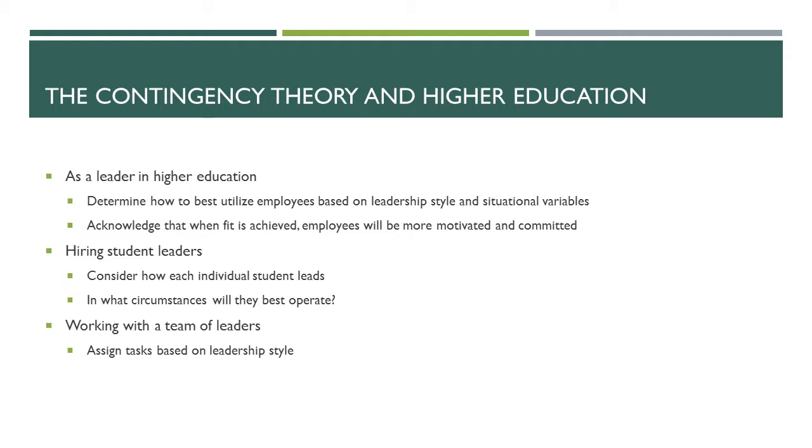As for someone hiring student leaders, they might consider how each individual student leads by determining the leadership style through the LPC scale. Once determining this, they can consider under what circumstances these leaders will best operate, and thus can either encourage the student to pursue certain opportunities on campus or place them in positions in which they believe they will thrive. When working with a team of leaders, the leader operating within the contingency theory can assign tasks based on the leadership style of each individual team member.